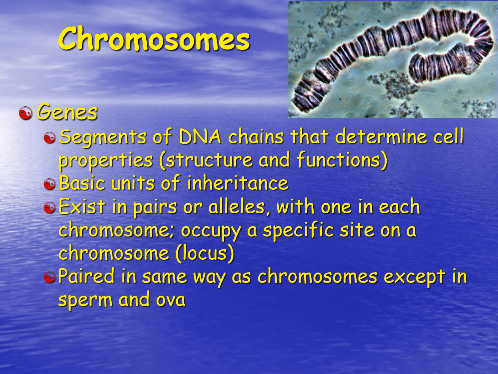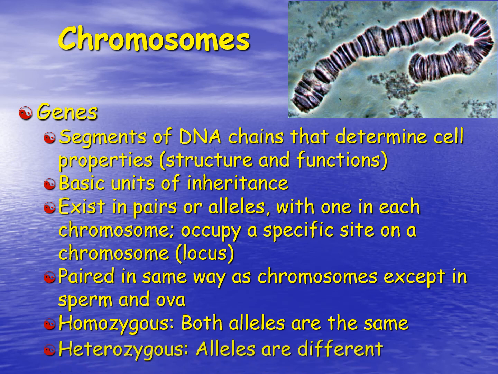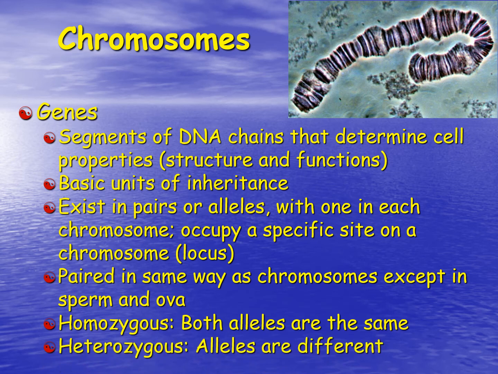And they're paired in the same way as chromosomes, except in the sex cells, the sperm and ovum. If both alleles are the same, or code for the exact same characteristic, then we call it homozygous. If the alleles are different, we call it heterozygous.